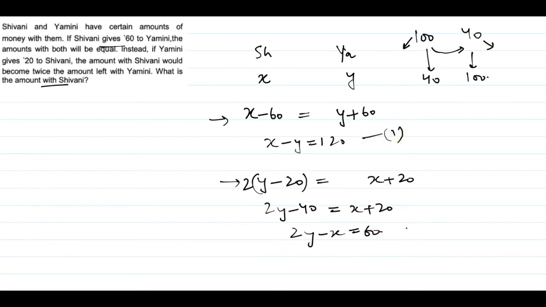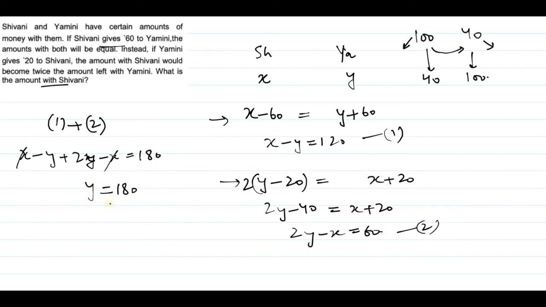Now if I have to solve them, I can eliminate x first. For eliminating x, I can just add equation 1 and 2. So x minus y plus 2y minus x is equal to 120 plus 60, which is 180. x gets knocked off. 2y minus y is y, which is 180. But we need to find x, which is the money with Shivani.